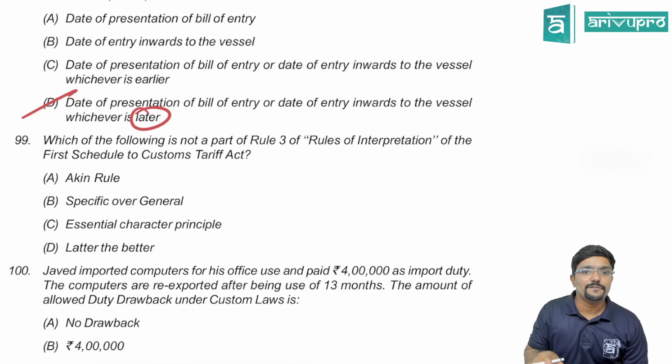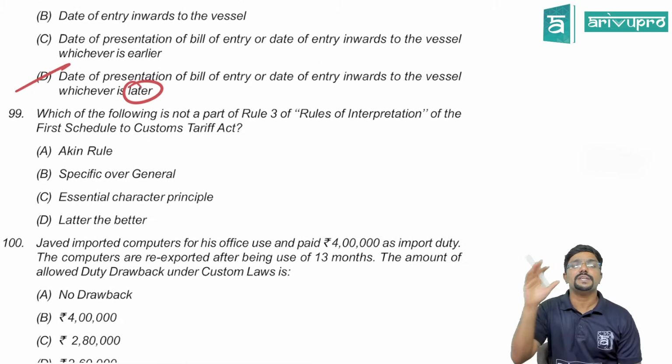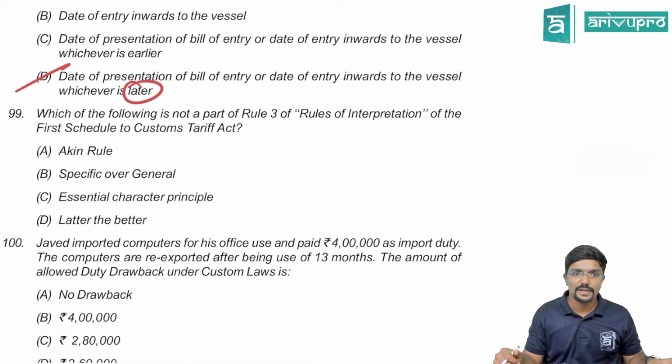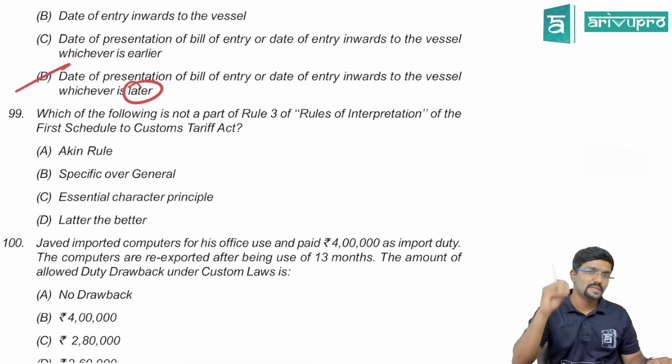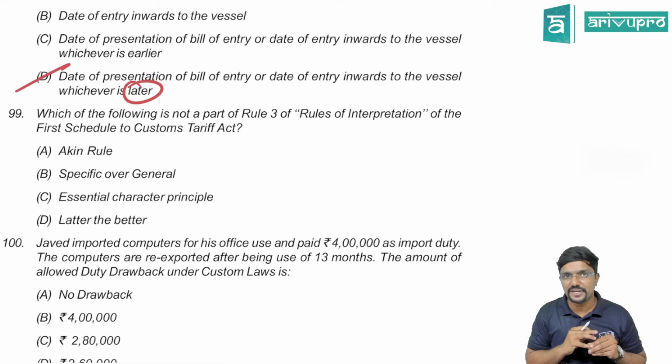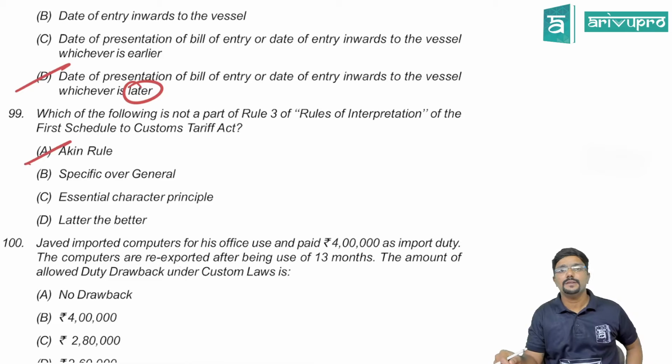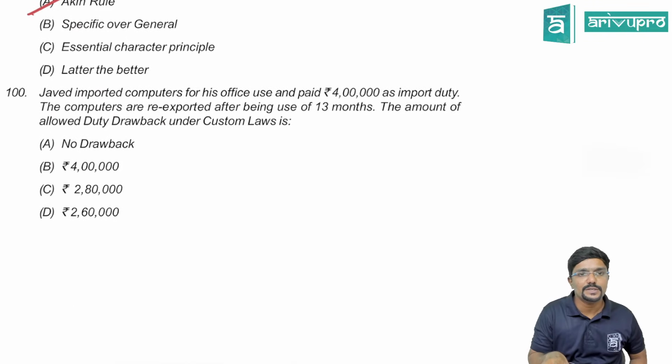Which of the following is not a part of Rule 3 of Rules of Interpretation of First Schedule of Customs Tariff Act? The options are Akin Rule, Specific over General, Essential Character Principle, Later the Better. This is with respect to rules of interpretation with respect to the customs. The answer for this is Akin Rule, the last one.